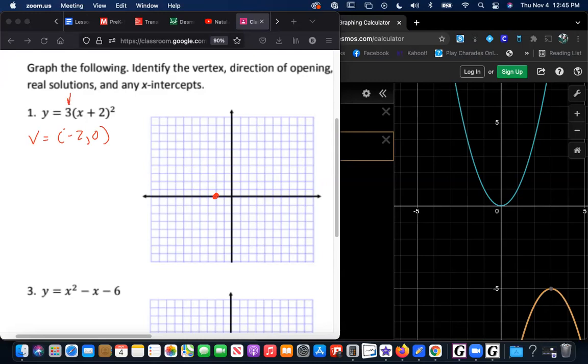Then we've got a 3 here. That means that instead of going up 1, 3, 5, and so on, we should go up 3, 9, 15, and so on. So we're going to go up 1, 2, 3, right? And then 1, 2, 3, 4, 5, 6, 7, 8, 9. So somewhere up here, kind of. And then we're going to mirror these points across. And it should be something kind of like this.